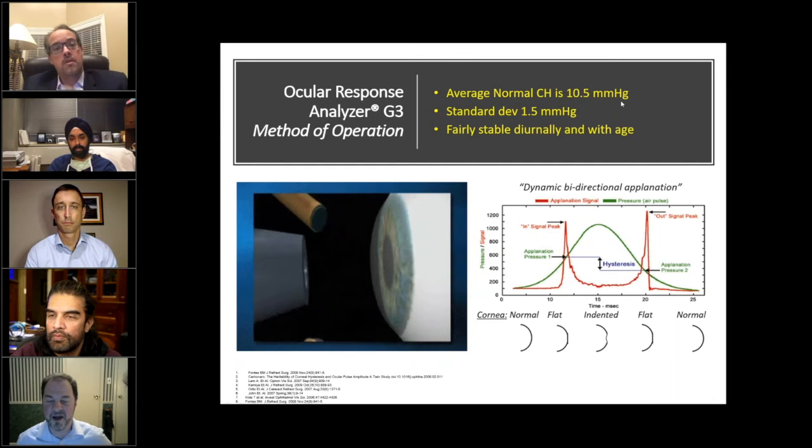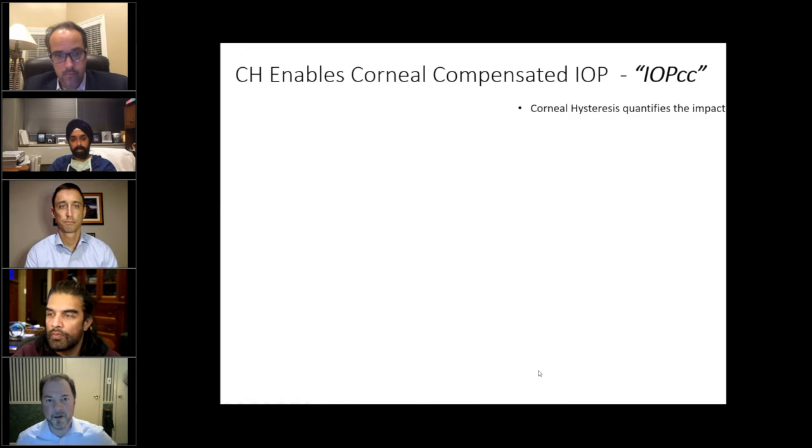Just so you're aware, the average value in a normal population from many, many clinical studies is about 10.5. It's just a number. 10.5 is average. Standard deviation is about 1.5. It's pretty stable diurnally, and it's fairly stable with age. So that just kind of tees it up a little bit so you understand the numbers when people start throwing them around tonight. The device also measures something called IOPcc.